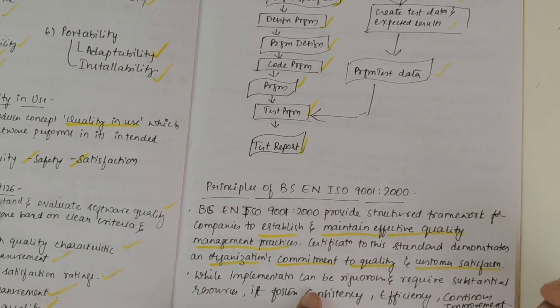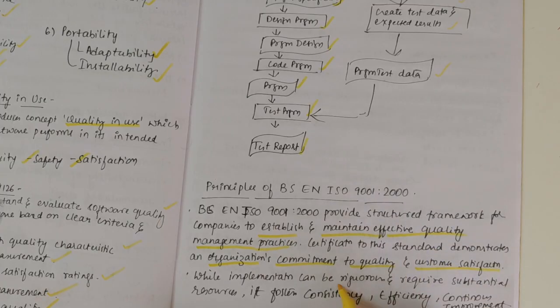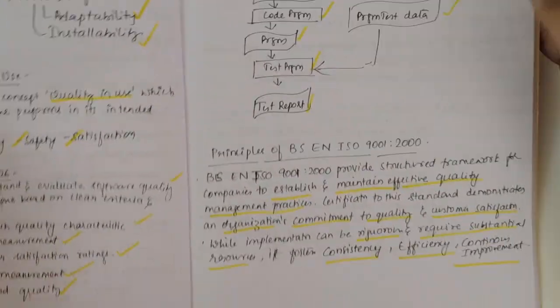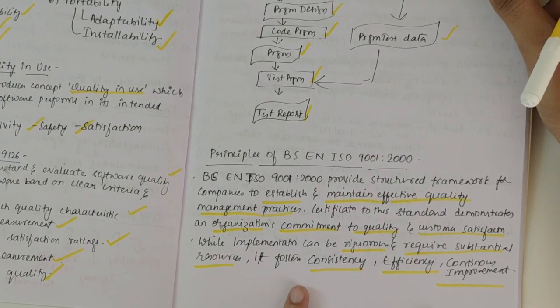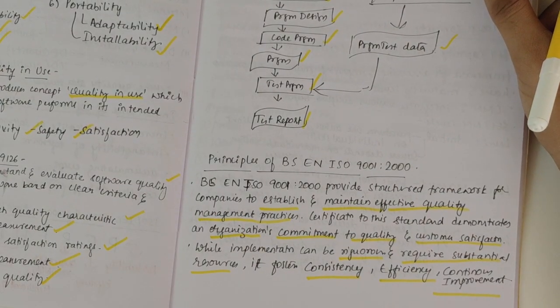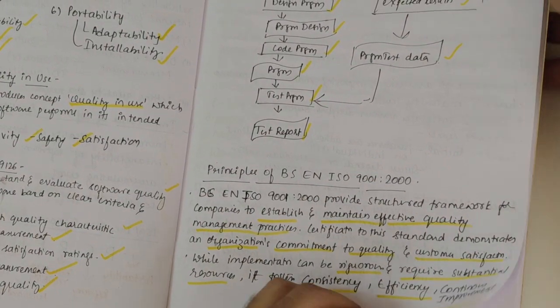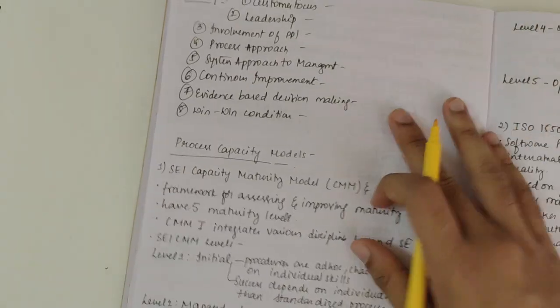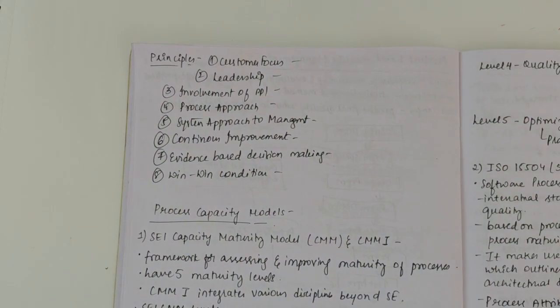Then while implementation can be rigorous and it could require substantial resources, it fosters consistency, efficiency, and continuous improvement. So these 3 points have been repeated from the third module itself. So in Agile we saw, in project management we saw, and here also we are encountering this. We'll look into the principles now. So here we have the principles.